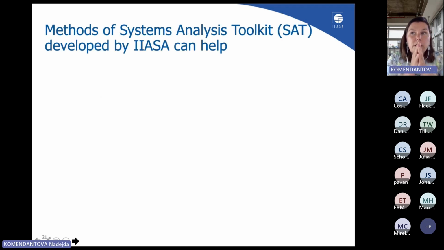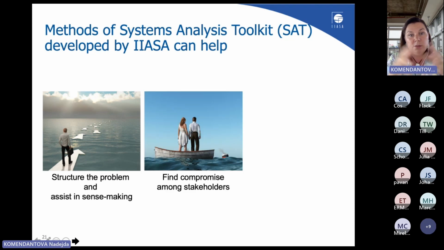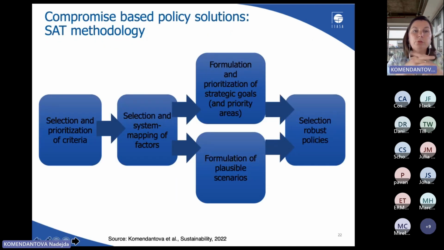So here I would like to show you the systems analysis toolkit, which was developed by our group, and which we tested in several projects, and we find out that the toolkit helps in several ways, so to structure the problem and to assist in sense making in the policy processes, to find compromise between different stakeholders and also preferences and trade-offs between different options, and to provide social learning when different stakeholders and different social groups are brought together.